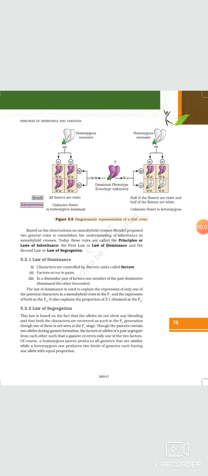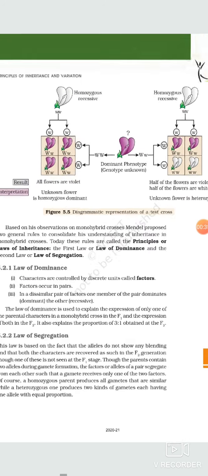Let us discuss today the topic test cross. Test cross is a topic of chapter 5 in Principles of Inheritance and Variation. A test cross is basically a cross which helps us detect the genotype of the parent. Suppose you do not know the genotype of the parent, whether it is a pure character or a hybrid one, then with the help of a test cross we can detect the genotype of the parent. See figure 5.5.